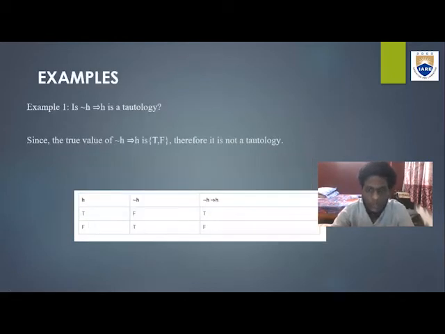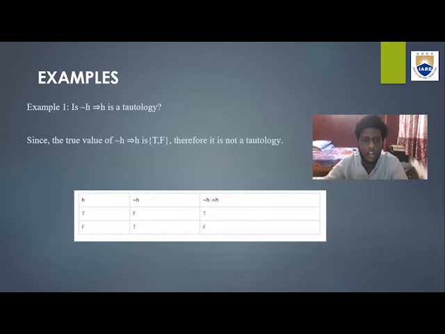Now, let us discuss some example problems of tautology. First question: is negation H implies H a tautology? Since the truth value of negation H implies H is true, false, it is not a tautology. The value of H is true and false, two possible outcomes. The negation of H will be true becomes false and false becomes true.